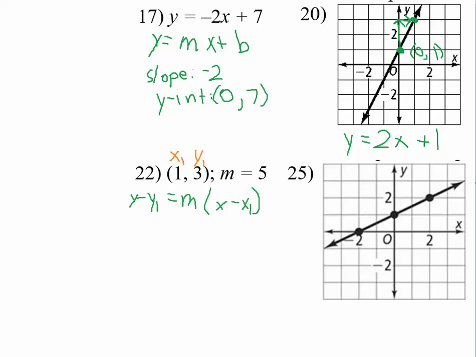And when we go to write down that particular equation, y minus, well, y1 is 3, equals our slope, m, is 5, times x minus x1 is 1. And there you have it. There is that.